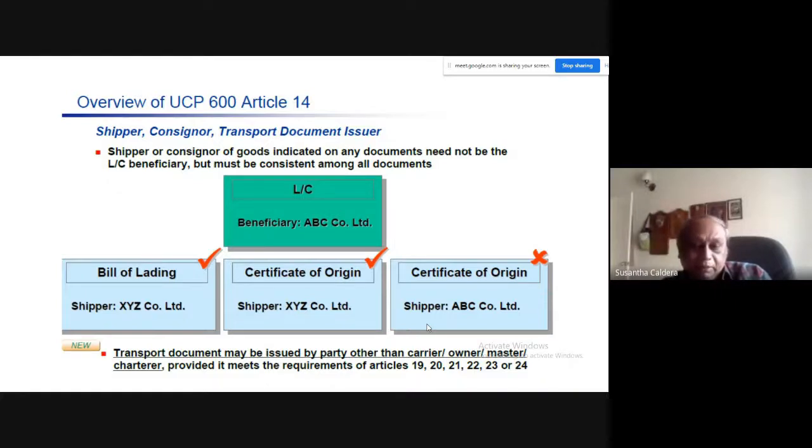For a transferable credit, this is the way. We open the original transferable LC to the beneficiary ABC company. Then they will transfer it to XYZ company, the second beneficiary. The second beneficiary is the one who will ship the goods. Then obviously in the bill of lading, the shipper will be named as XYZ company.